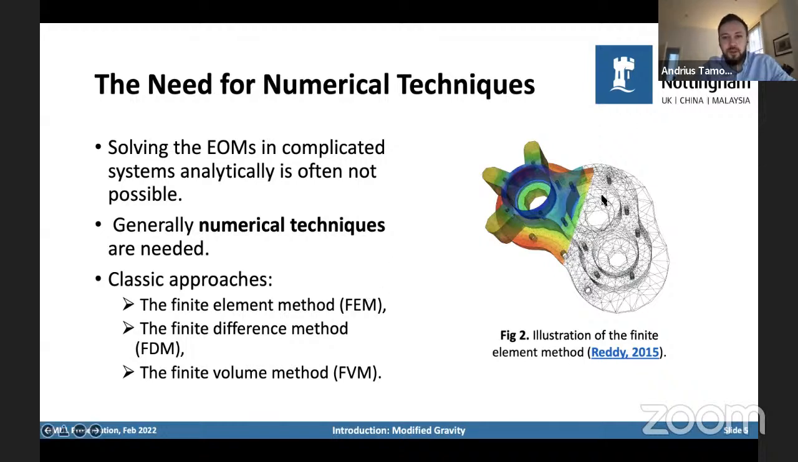This diagram illustrates the philosophy: we split our domain into these little parts called finite elements. In each of these little domains, we solve a particular version of the equation of motion. Then we join all those solutions in a smart way to satisfy the boundary conditions. In this way, you obtain an approximation of the solution, usually with very good accuracy. So that's the technique that we're going to be using.